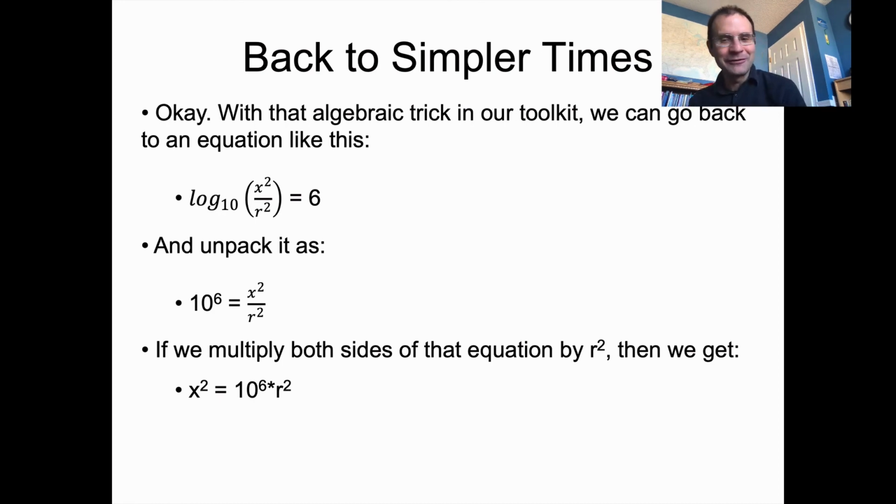Just before we move on from that, if we multiply both sides of that equation by r squared, we just get x squared on one side, and 10 to the 6th times r squared on the other. So the power of the sound x equals 10 to the 6th times the power of the reference sound. 10 to the 6th is a 1 with 6 zeros after it, right? That's 1,000,000. So the power of the sound x is 1,000,000 times the power of the reference sound.